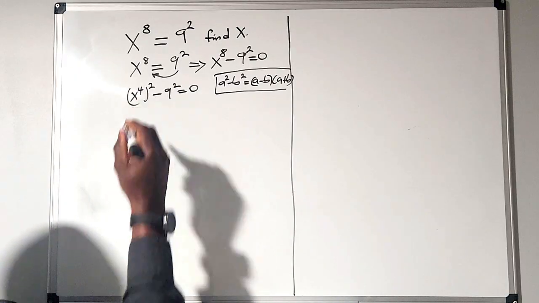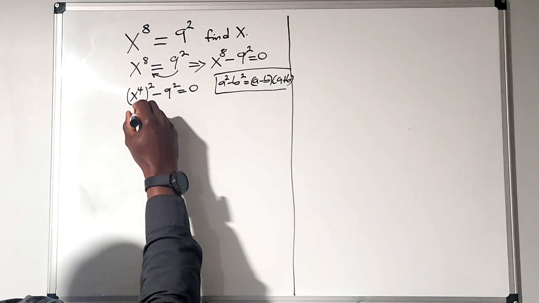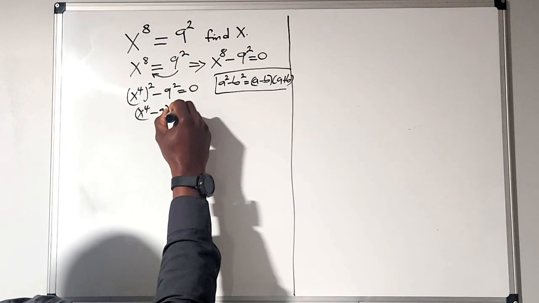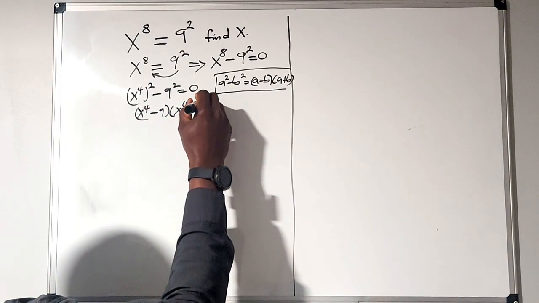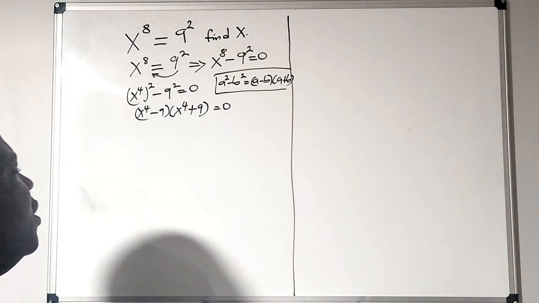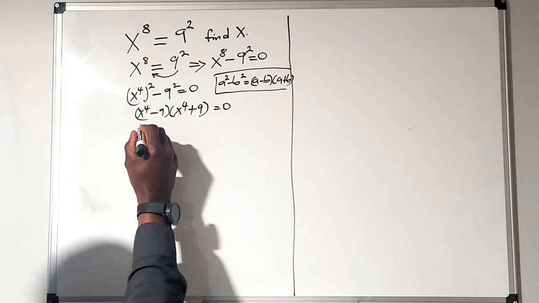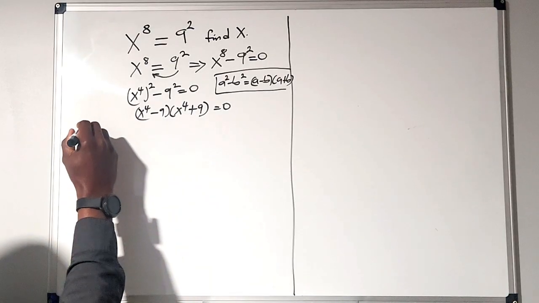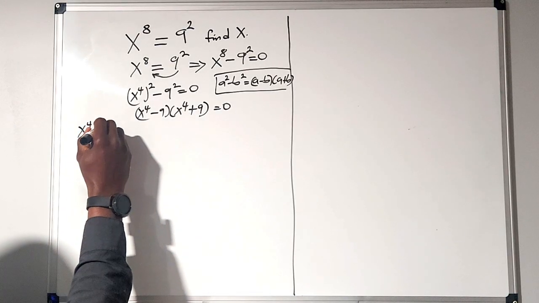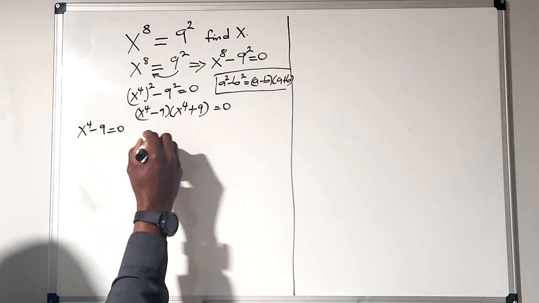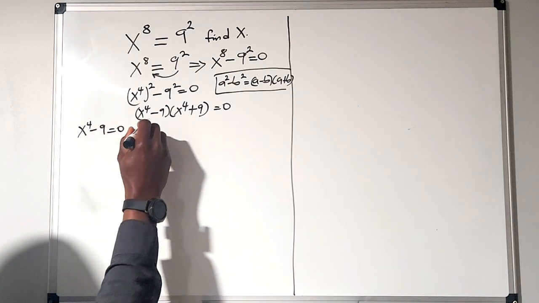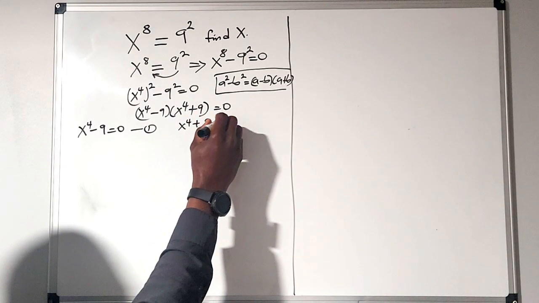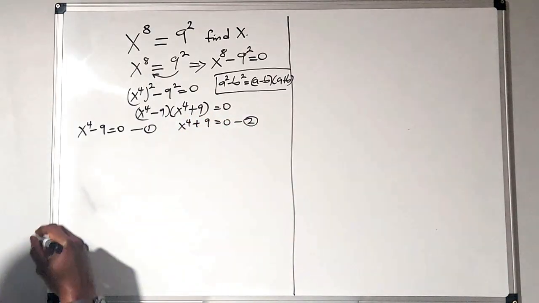So now what we have is (x raised to power 4 minus 9)(x raised to power 4 plus 9) equals 0. Now, let's take this one by one. Here we have x raised to power 4 minus 9 equals 0. This is the first one. And then we have x raised to power 4 plus 9 equals 0. This is the second one.